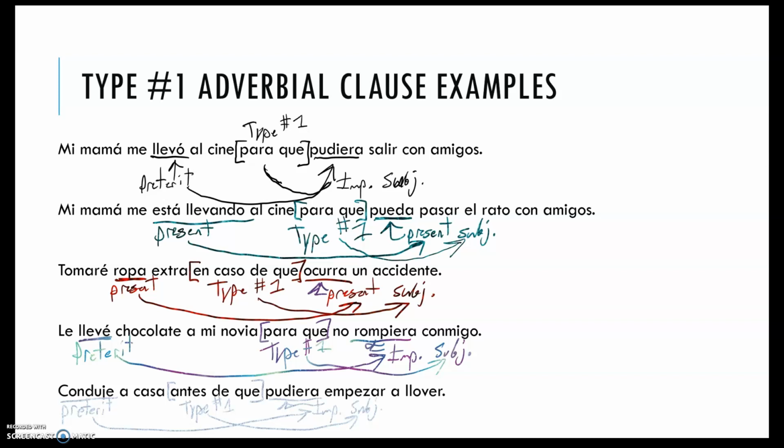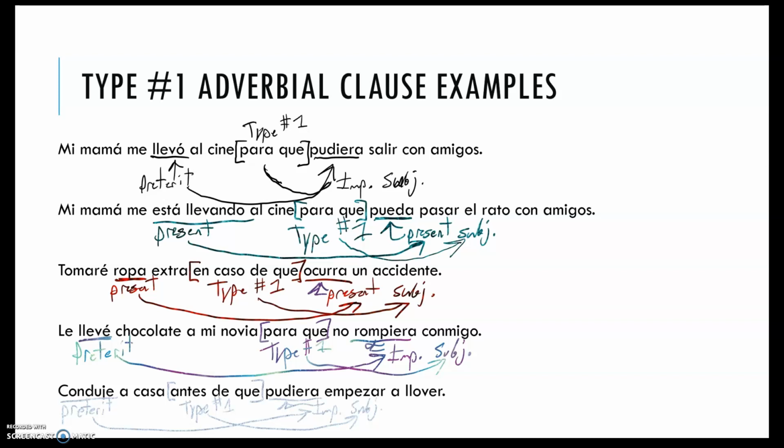So we see in our second sentence, mi mamá me está llevando al cine para que pueda pasar el rato con amigos. And we see para que, type number 1 adverbial clause. So we know that pueda will be subjunctive. And then we look back and see está llevando, which is present, indicating pueda is a present subjunctive verb.